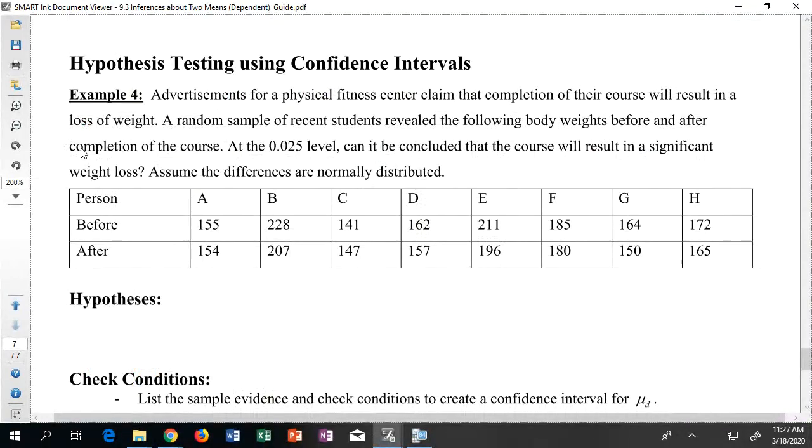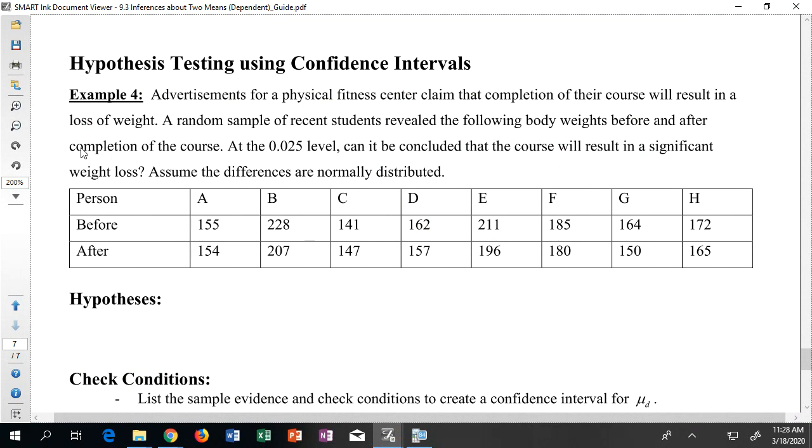Okay, let's take a look now at how we could do this hypothesis test using a confidence interval. Let's see what we have here in example 4. Advertisements for a physical fitness center claim that completion of their course will result in a loss of weight. A random sample of recent students revealed the following body weights before and after completion of the course. At the 0.025 level, can it be concluded that the course will result in a significant weight loss? Assume the differences are normally distributed.